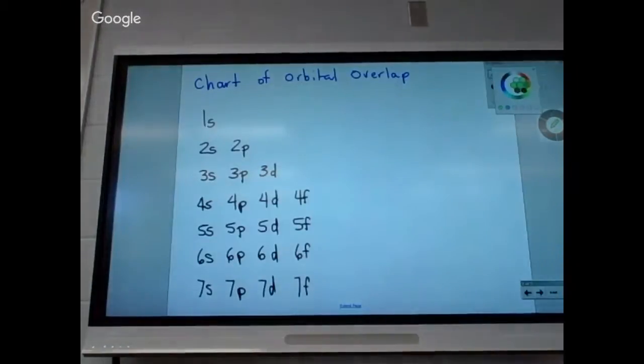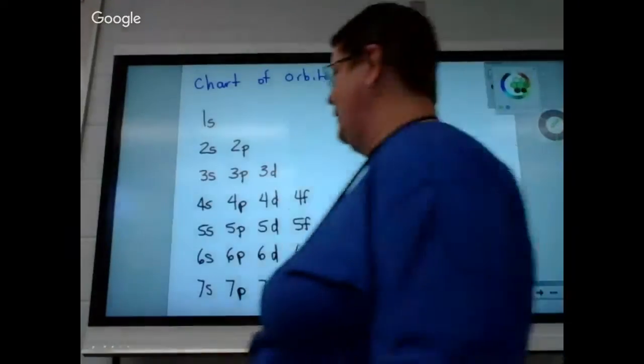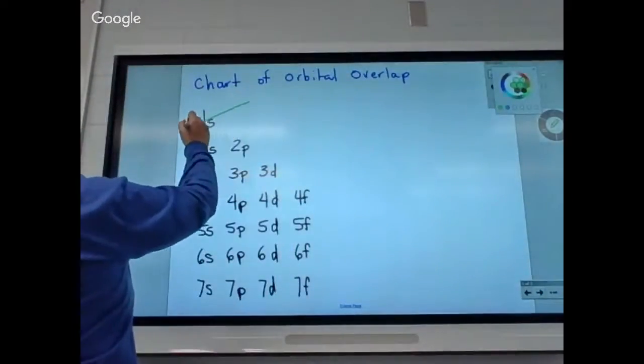All right, the chart is read diagonally. Of course. So, we have to draw in diagonal arrows.